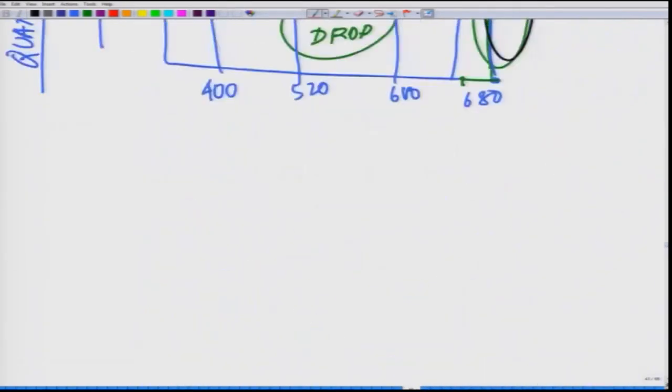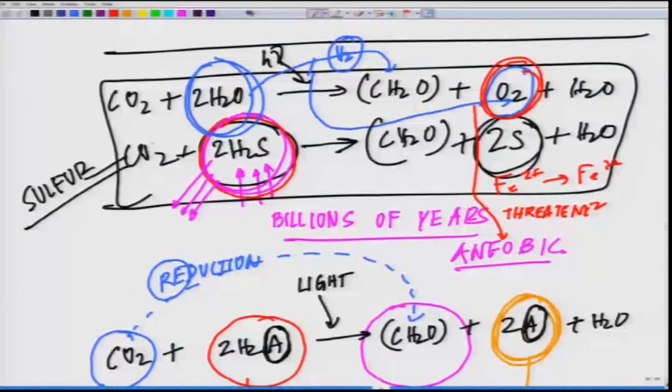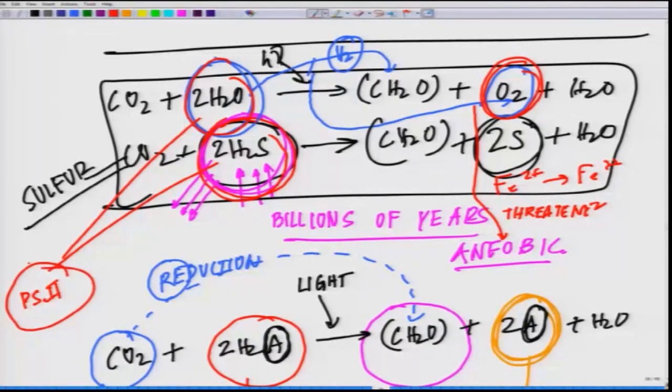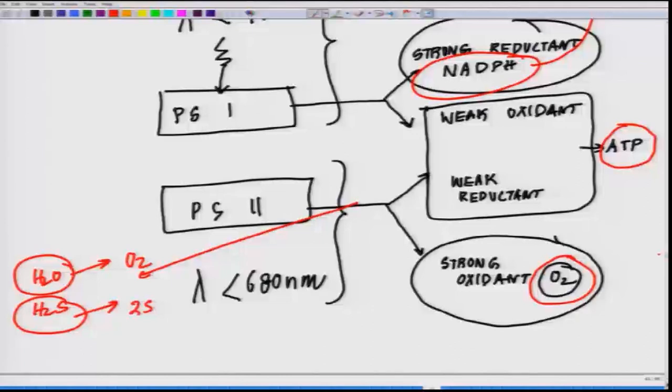If you go back to the previous class, look at this one. So, it is out here, probably photosystem 2, where that kind of water splitting or hydrogen sulfide splitting is happening. Of course, both of them produce a weak oxidant as well as a weak reductant in the form of the ATP molecule. Now, coming back, we will talk about the whole architecture of photosynthesis.